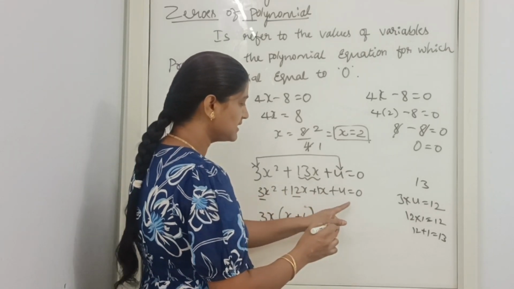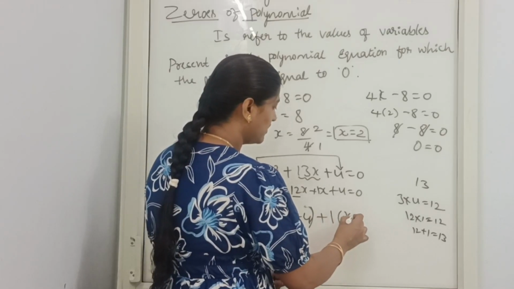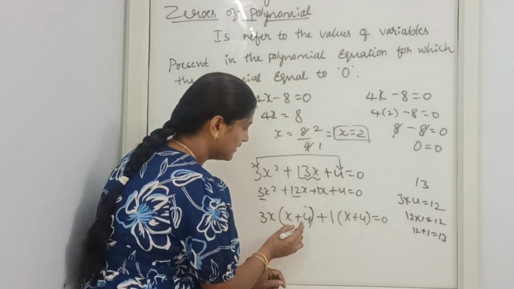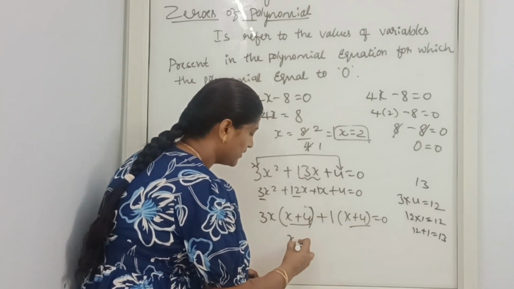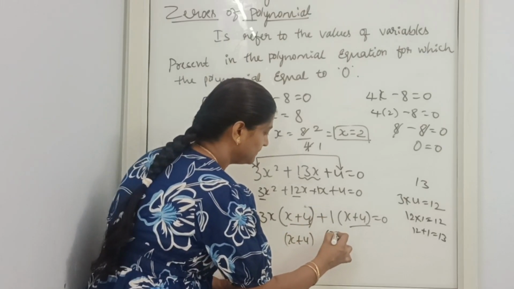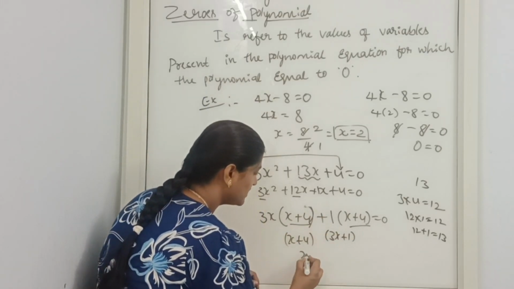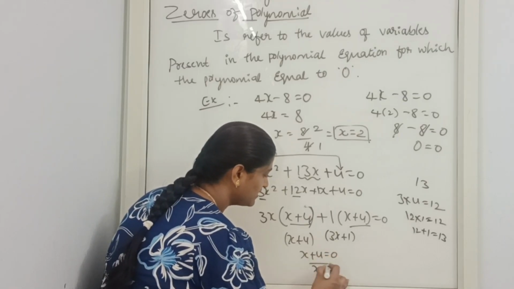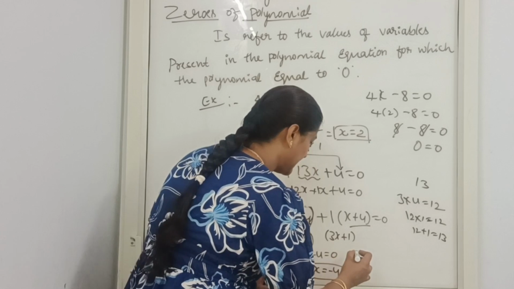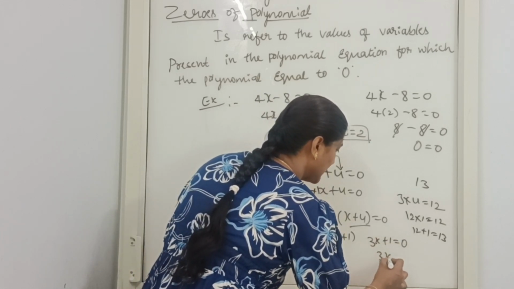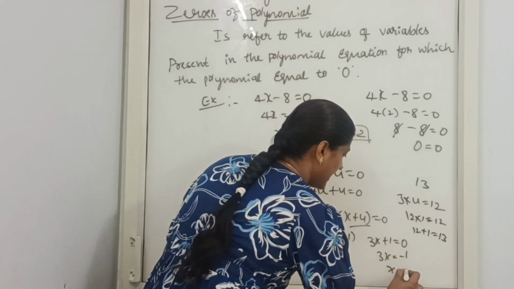And the next, what else is left? Only 1 has to be taken out, the remaining is x plus 4. x plus 4 is the same, so you can write it once, and the remaining is 3x plus 1. You can equate each to 0. x plus 4 is equal to 0, then we are getting x value as minus 4, and here 3x plus 1 is equal to 0, 3x is equal to minus 1, x is equal to minus 1 upon 3.